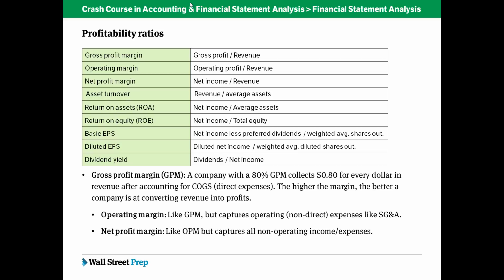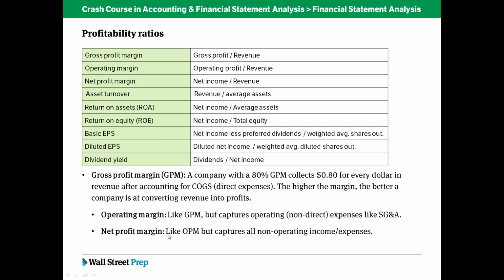Operating margin, like gross profit margin, is something that is divided by revenue, but what you're dividing by revenue is operating profit as opposed to gross profit. It captures operating non-direct expenses like SG&A in addition to direct expenses like cost of goods sold. It basically takes that EBIT line from the income statement that we've talked about and divides that by revenue.